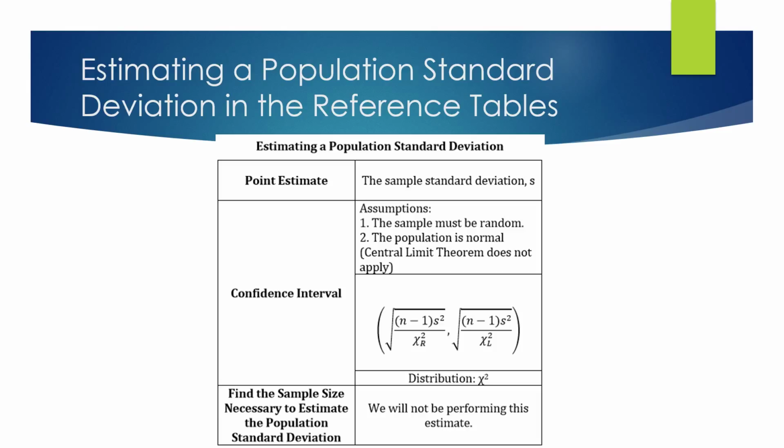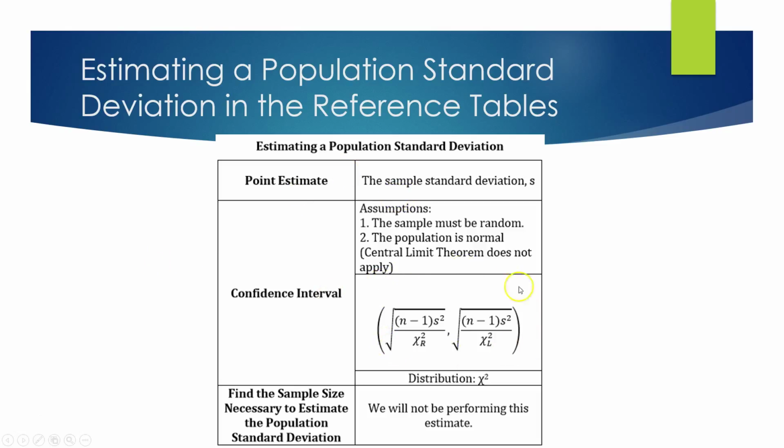Next, our assumptions. We of course have our random assumption, but the population has to be normally distributed. The central limit theorem doesn't apply here. And the reason is because the central limit theorem is only speaking about the sample mean. So we can't use sample size here. It gets very tempting, but you either need to do a Shapiro-Wilk test for normality or be given that the population is normally distributed.